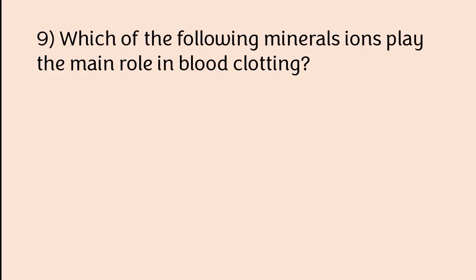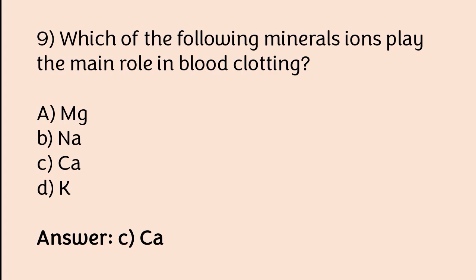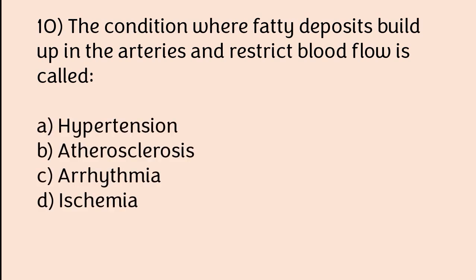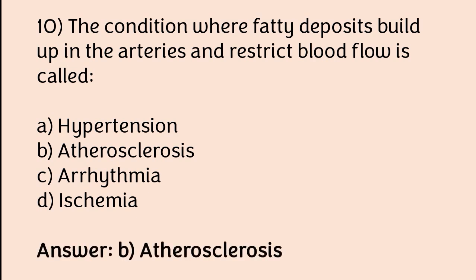Which of the following mineral ions plays the main role in blood clotting? Magnesium, sodium, calcium, potassium. The correct answer is option C. Calcium mineral ions play the main role in blood clotting. The condition where fatty deposits build up in the arteries and restrict blood flow is called hypertension, atherosclerosis, arrhythmia, ischemia. The correct answer is option B, atherosclerosis.